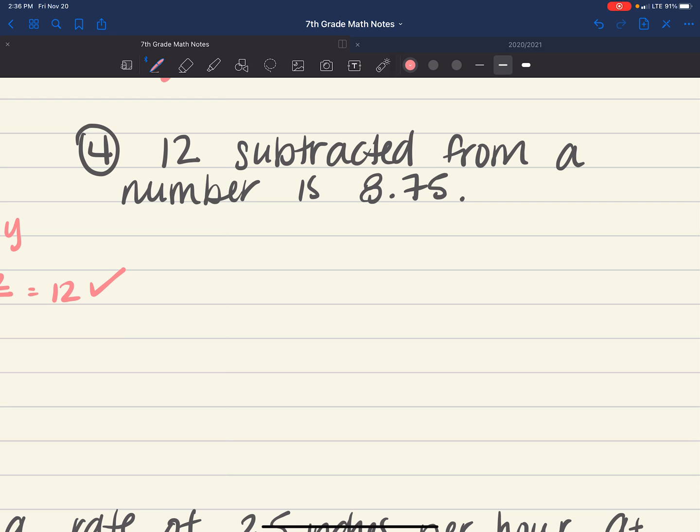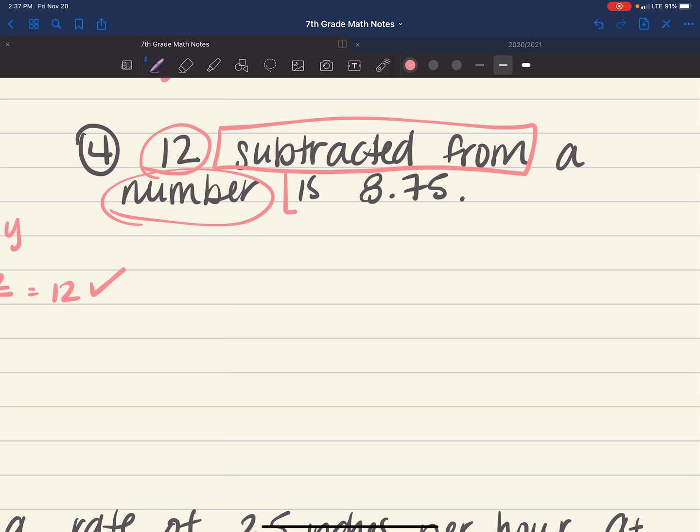So 12 subtracted from a number is 8.75. So I see 12. I see the word subtracted from a number is 8.75. 12 subtracted from a number is 8.75. If you're thinking, hey, Miss Palmer, you wrote that wrong, you're right. And I did that on purpose because I want to show you why this doesn't work. This is not 12 subtracted from n. This is n subtracted from 12.